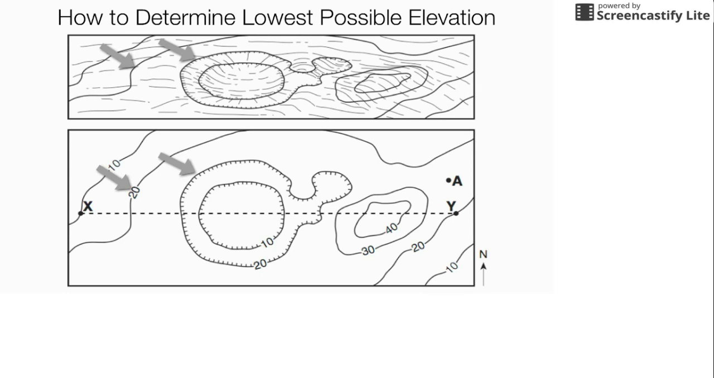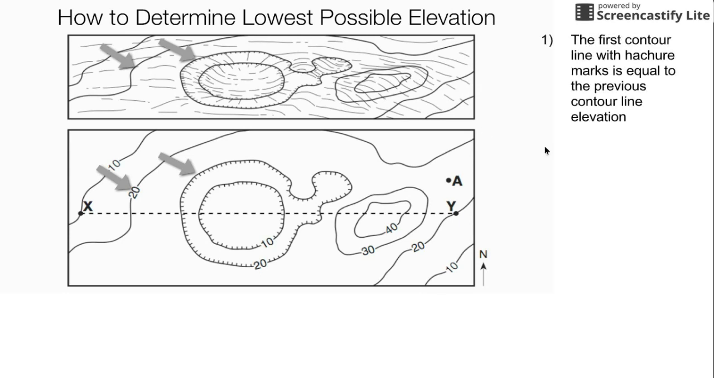When we're trying to decide that, there's a couple of important things we want to keep in mind. Number one, the first contour line with hachure marks is equal to the previous contour line elevation. If we look over here on this bottom picture, we see that we have a 10-foot contour line followed by a 20-foot contour line. So the contour interval of this map is 10.